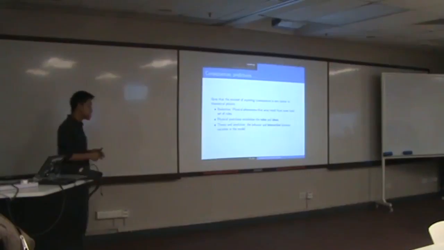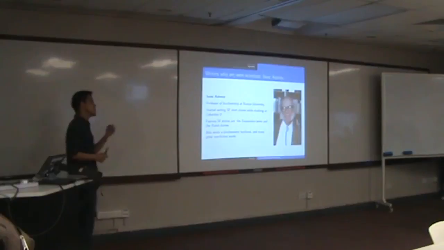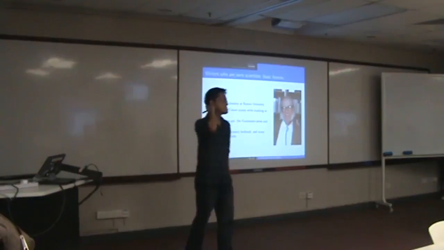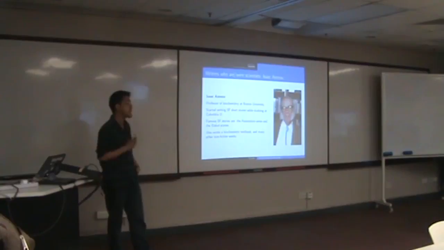Because the paradigm of theoretical physics is very similar to writing, very often scientists are writers and writers are scientists. So there's a lot of overlap within this discipline. Perhaps the most famous one is Isaac Asimov. He started off as a scientist, a professor of biochemistry, and he wrote biochemistry textbooks as well as science fiction books.